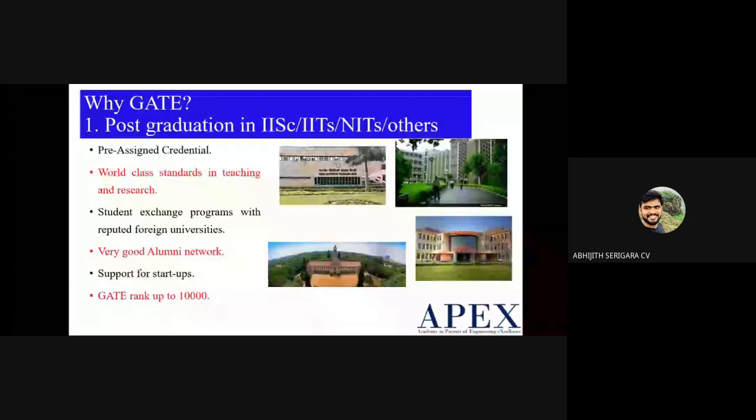In CS and IS, if you take M.Tech, you will get it only if your rank is less than 1,500 all India in IITs or NITs. In NITs, it may go up to around 2000.